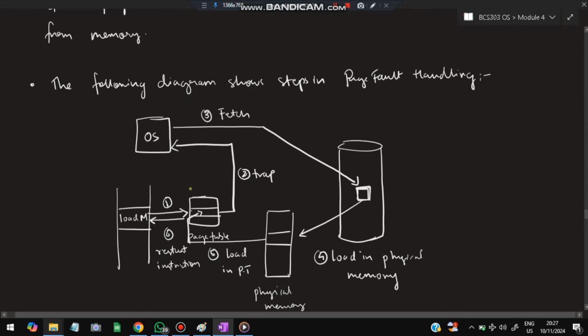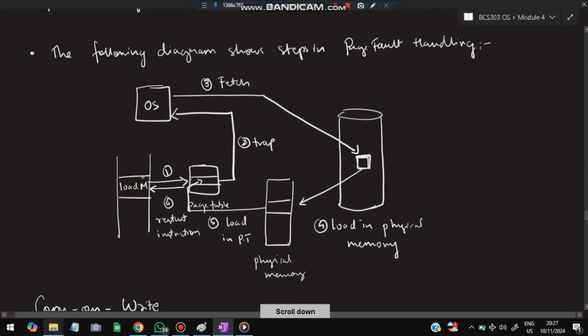So this is the diagram. First, the process requires a page. It will check the page table to see if that page is present or not. There are two possibilities: the page is present in the page table, or it is not present. If it is present, it will return to the process. If it is not present, it will go to a trap state in the OS, and the OS will fetch it from the main memory and load it into the physical memory. From the physical memory, it will be loaded to the page table, and then the instruction will be restarted, so that from the page table the page is taken into the main process.